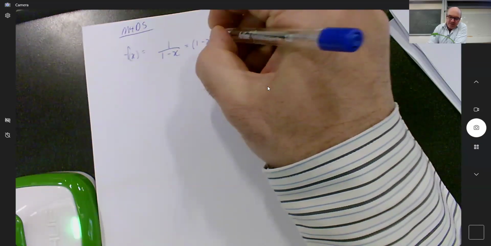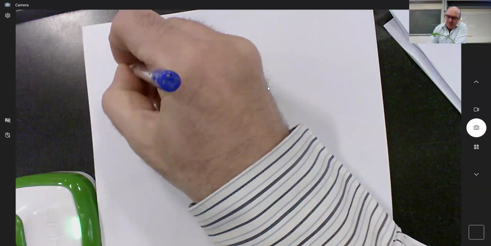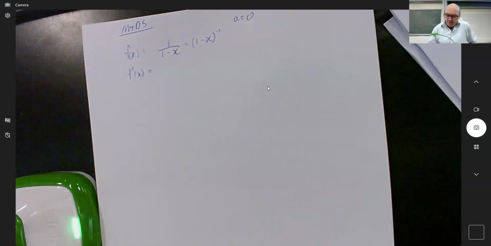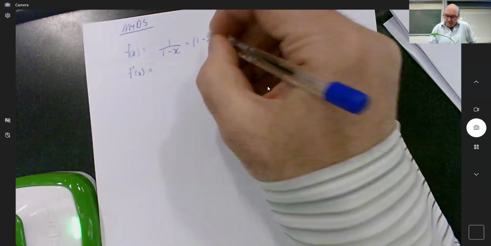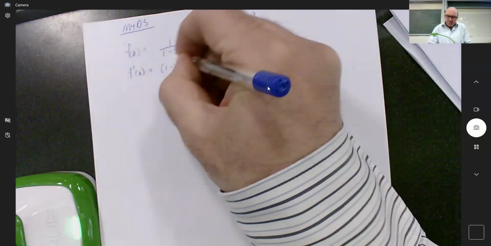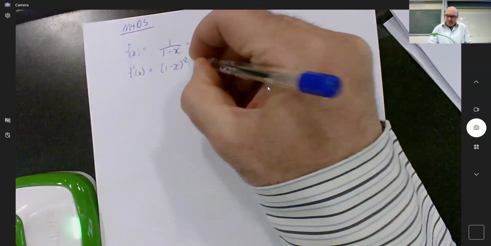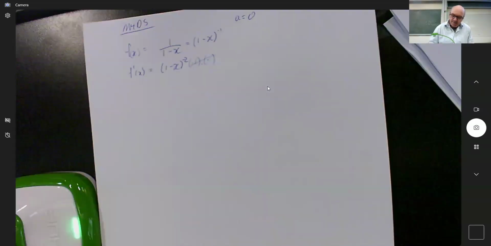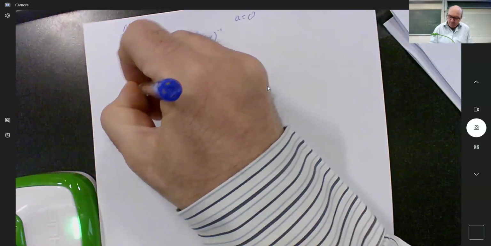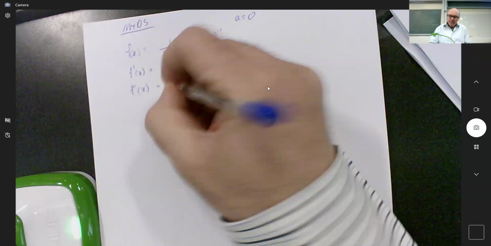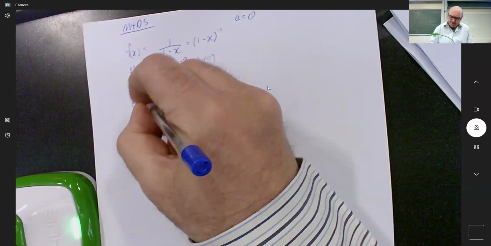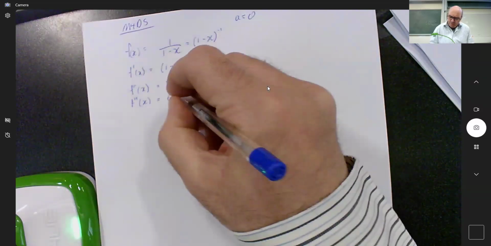So f dashed of x. I'm going to go a is equal to 0 again. And so we're going to go, so chain rule, 1 minus x to the minus 2 times by the power minus 1 times by the derivative of the thing in the brackets, which is minus 1. They kind of cancel each other out. And so f double dashed of x is going to be equal to 2 by 1 on 1 minus x to the minus 3. And f triple dashed of x is going to be 6, 1 minus x to the power minus 4.